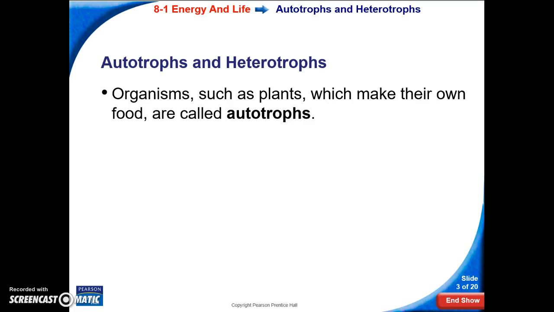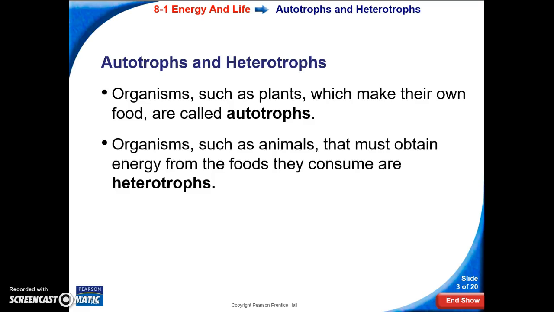of autotrophs and heterotrophs. Just as a reminder, organisms like plants that make their own food are called autotrophs, and heterotrophs are organisms like animals that have to get their energy from the foods that they eat or consume. Again, those are heterotrophs versus autotrophs. And you can pause this as you're watching this video anytime to take notes if you need to.